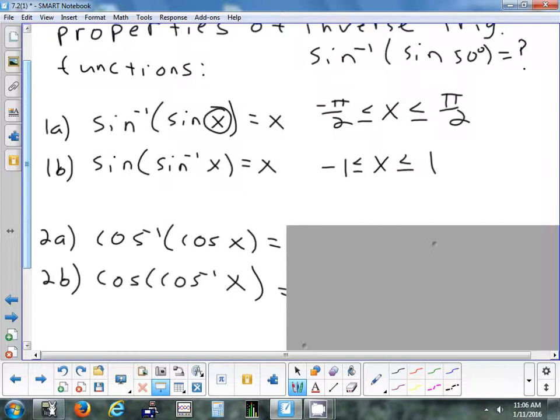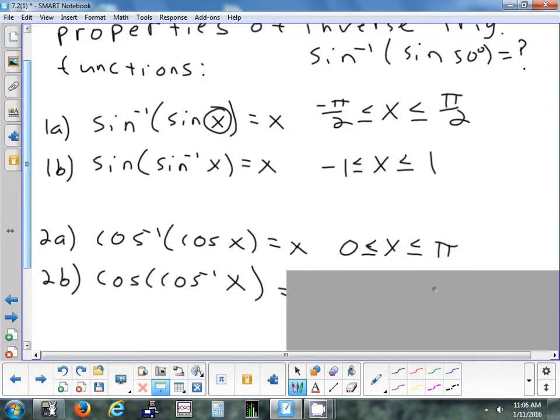Inverse cosine of x. Okay. Formula 2a is going to have to do with the restriction we had earlier. What did we restrict the domain of cosine to? Original cosine. Yep, 0 to pi.